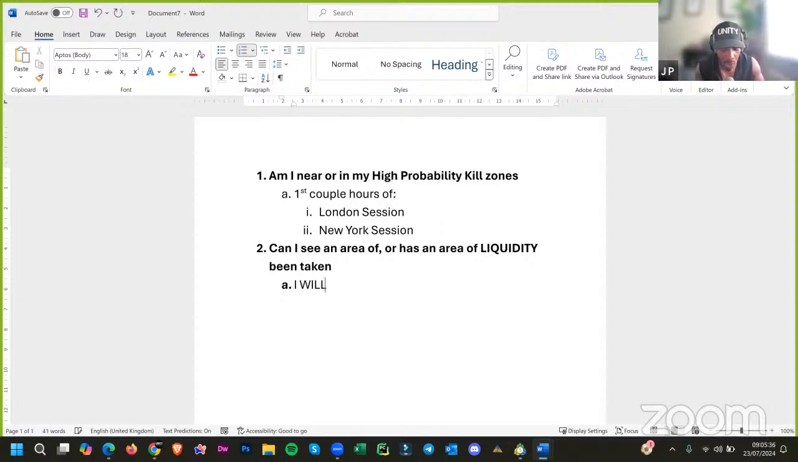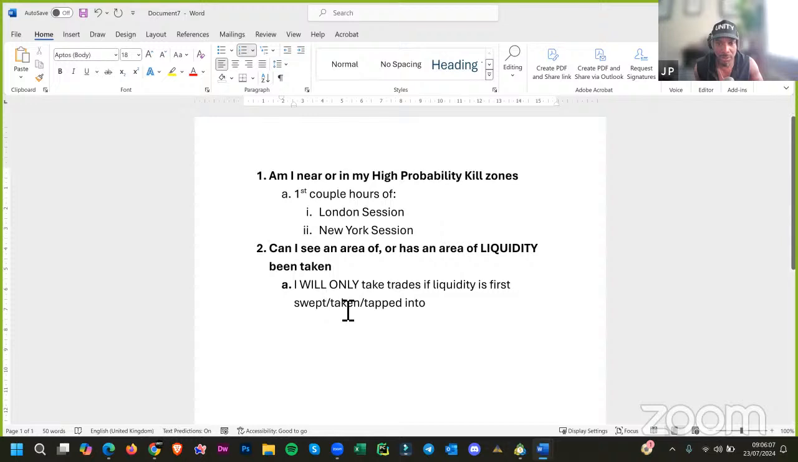I will only take trades if liquidity is first swept, taken, tapped into. It's all the same. You see that wick happen like that? You see that reach up into liquidity? It's all the same. Someone else is going to talk about liquidity being swept, someone will say liquidity being taken. It's all the same, different language. Yeah?